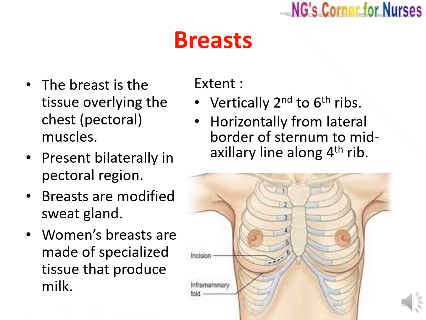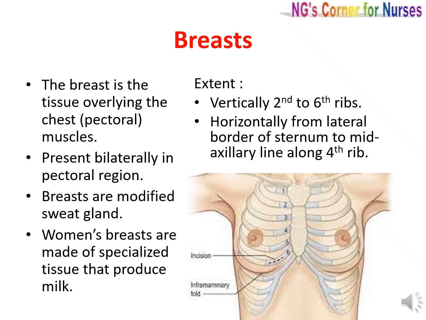The breast is the tissue overlying the chest muscle. That means overlying the pectoral muscle. It is present bilaterally in the pectoral region. Breasts are modified sweat glands. In males and immature females, breasts are rudimentary. And after puberty, female breasts are fully developed. And women's breasts are made of specialized tissue that produce milk.